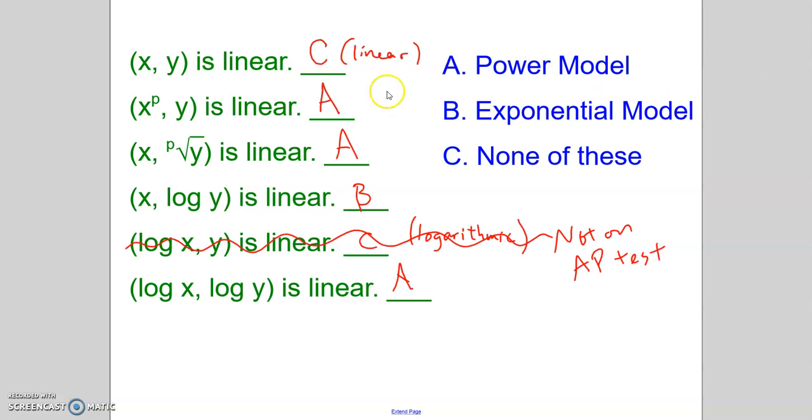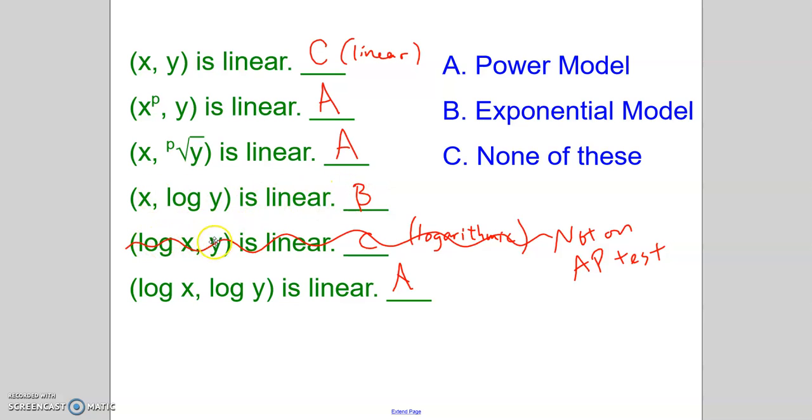Starting with number 1, that would be none of these. If that's linear, that would just be a linear model. Number 2 here, if that's linear, then it is a power model. Number 3 here, if that appears linear, then it's called a power model. For number 4, if x plotted against the log of y is linear, that is called an exponential model. That's the one way to check to see if an exponential model would be appropriate.